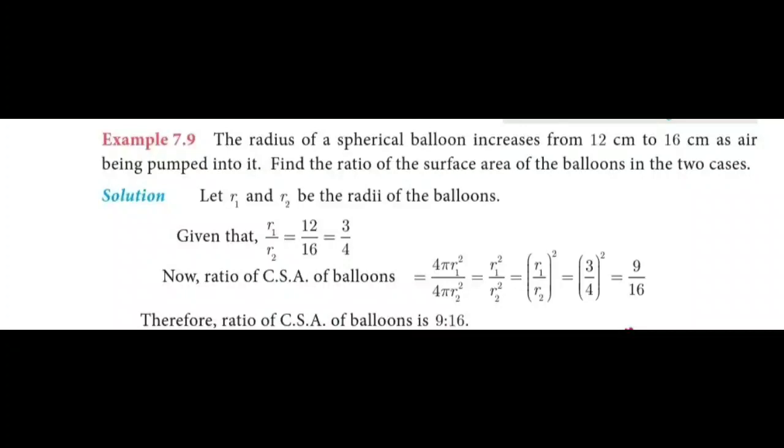Here the radius ratio R1 by R2 is equal to 3 divided by 4. Then 3 divided by 4 the whole square is equal to 9 divided by 16. Therefore, the ratio of the CSA of the balloons is 9:16.